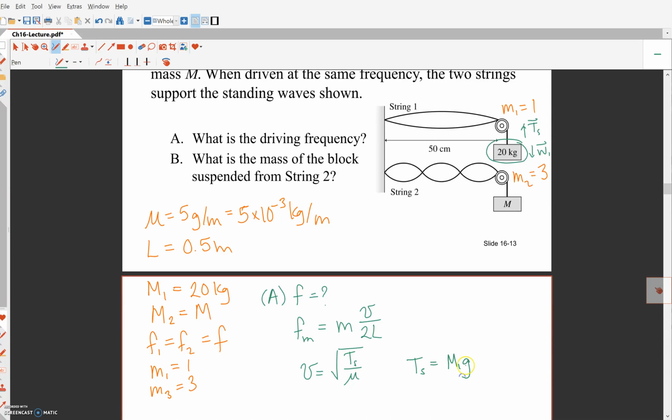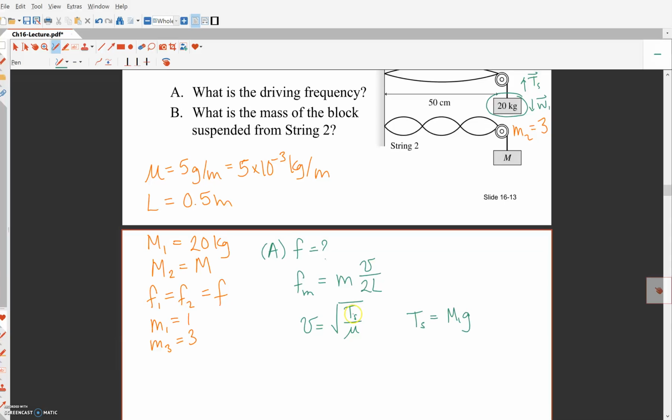So I can say as a little side note here that the tension is equal to capital M1 times g. So I'm going to plug that in here, and I'm going to plug this in up here, and I see that the frequency, in this case, sorry, we are in mode 1. So f1 is equal to 1. This is all for string 1. 1, that's m, times v. v is the square root of the tension. The tension is big M1 g over mu, times 1 over 2L.